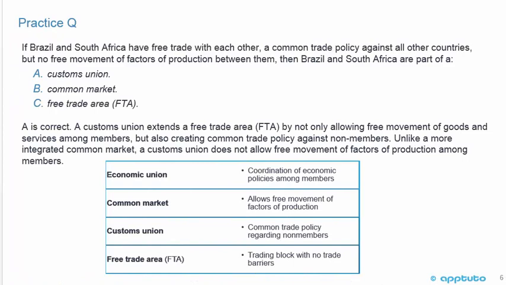A customs union extends a free trade agreement by not only allowing free movement of goods and services among members, but also creating common trade policy against non-members. Unlike a more integrated common market, a customs union does not allow free movement of factors of production among members. So the key thing there, it says no free movement of factors of production. Well, we can see in the common market, it allows movement of factors of production. And also in a free trade agreement, that's a trading bloc with no trade barriers, which includes there's no blocking the movement of factors of production. So it had to be a customs union, not too difficult a question.